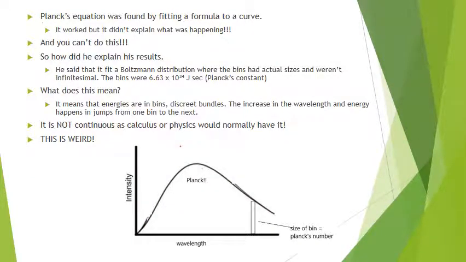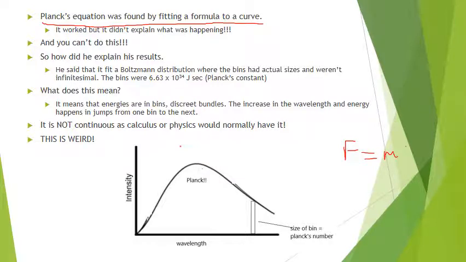Okay, his equation was found by fitting a formula to a curve. So what he did was he found an equation that fit the curve. It worked, but the problem is this: it didn't describe the physics. Just like F equals ma, you can't just say F equals ma. You have to tell what F and ma mean and how they relate.